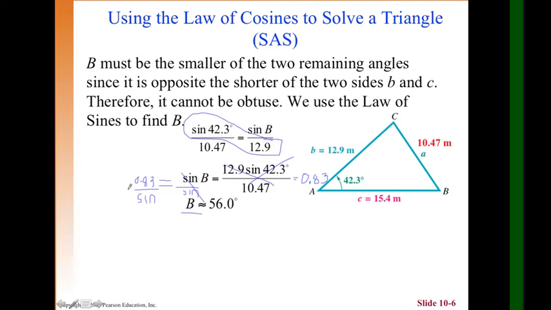Now, para makuha naman ito, ang gagawin ko, kukunin ko yung inverse niya. So, itataas ko siya. So, ang itsura niya, magiging sine raised to negative 1. Okay. Then, times 0.83.